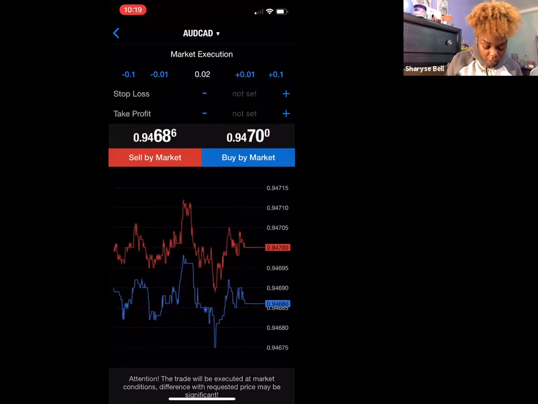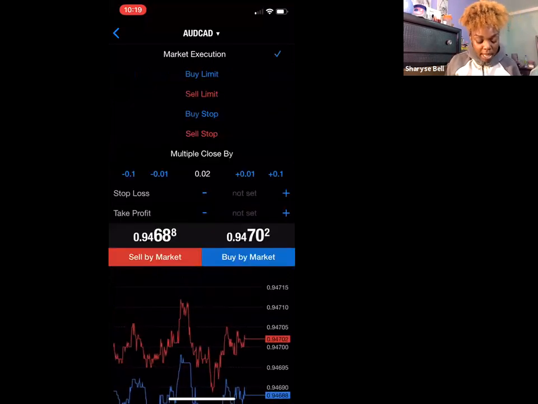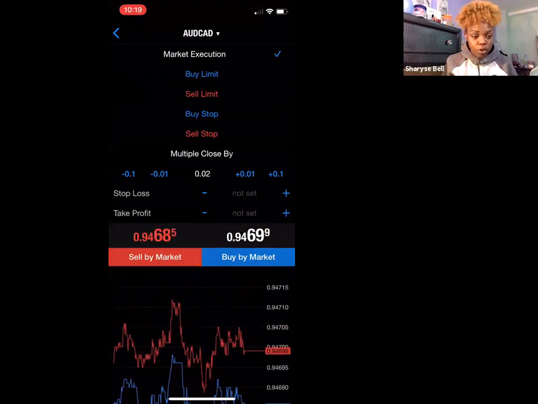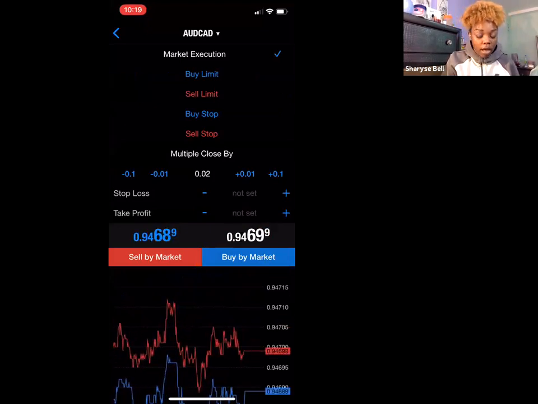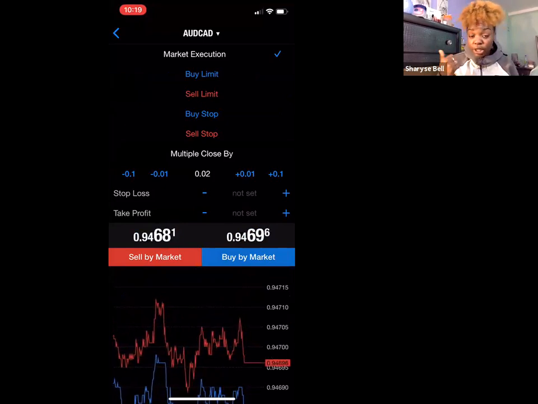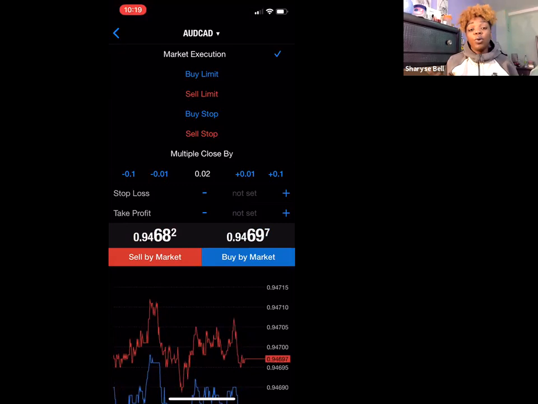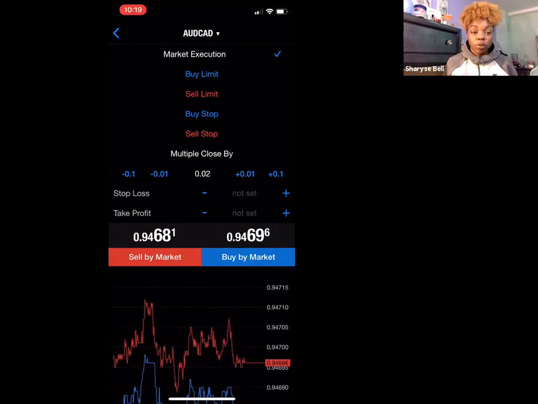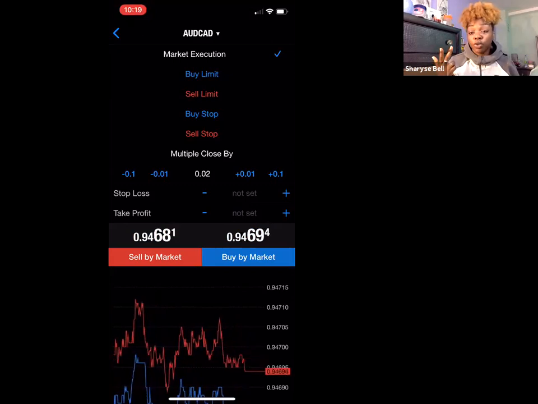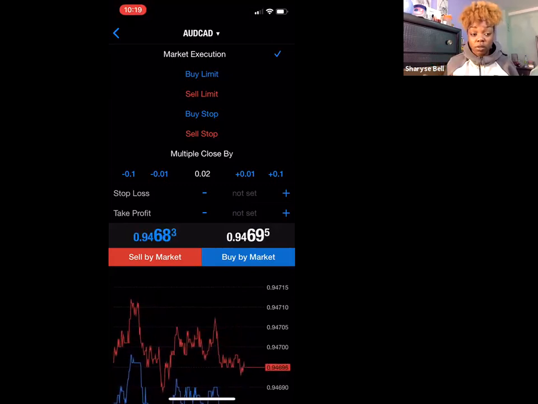So now we have market execution. Now we have two or three different types of orders, right? We have market execution, which I just explained to you. We also have our limit orders. So we have buy limits and sell limits. And we also have our stop orders, which is buy stops and sell stops, okay?